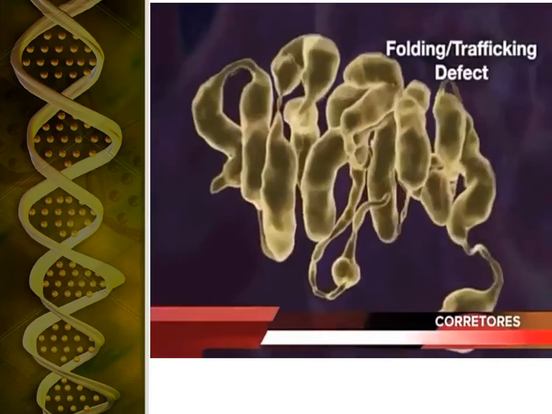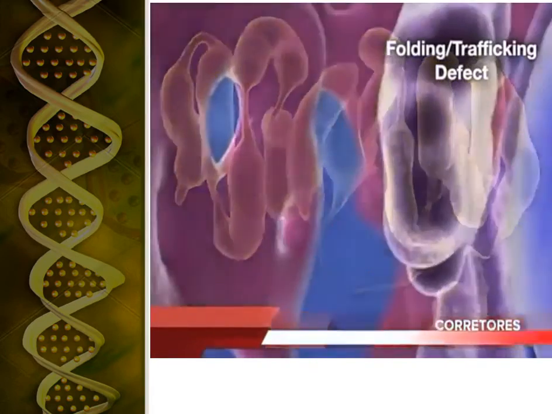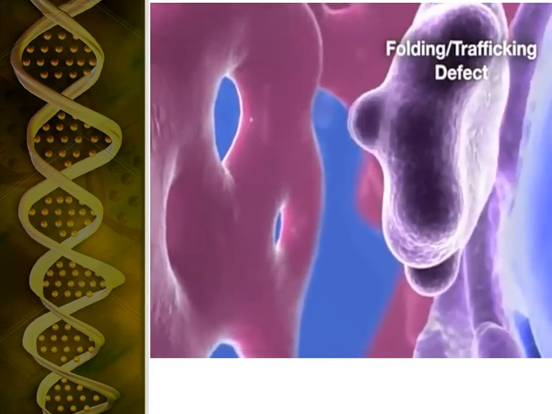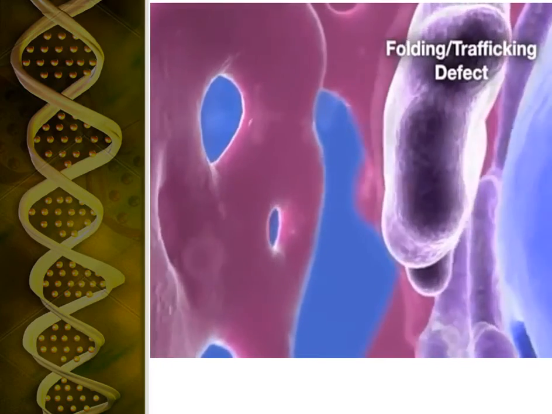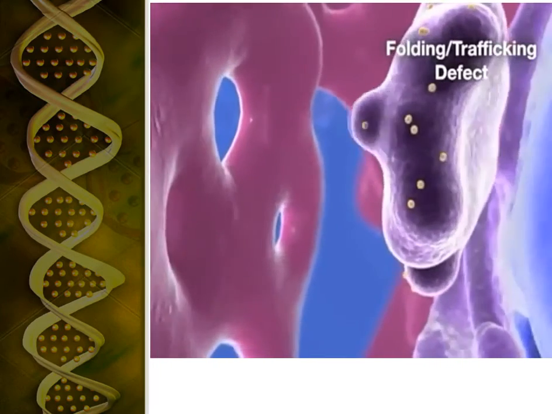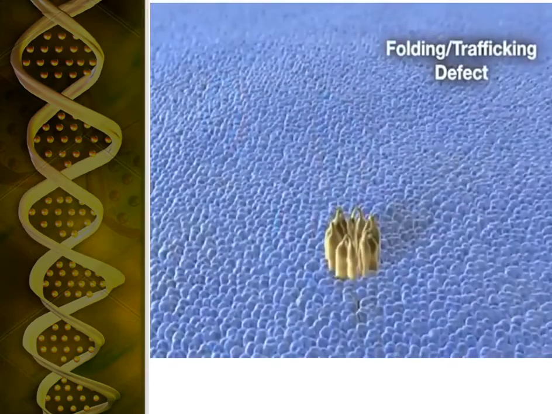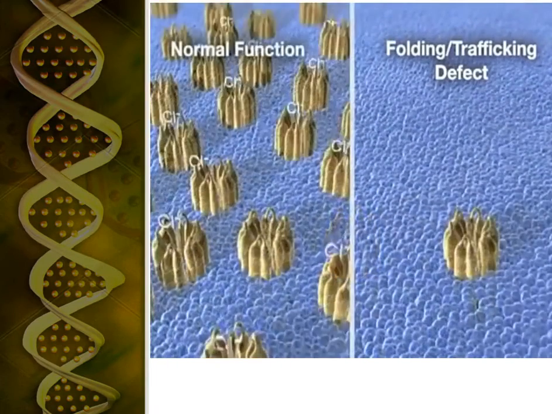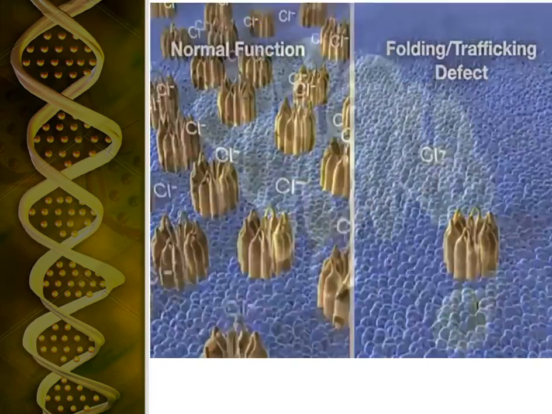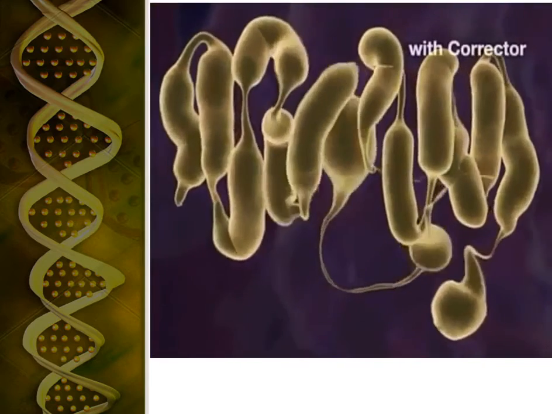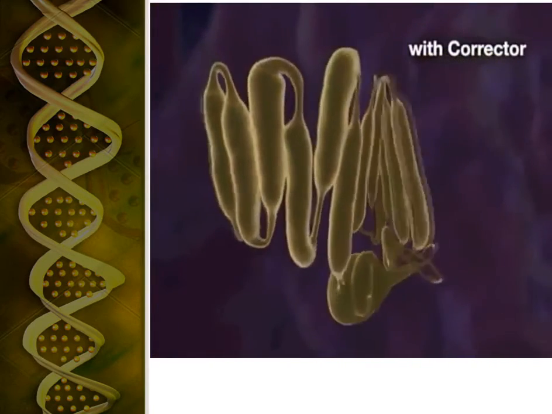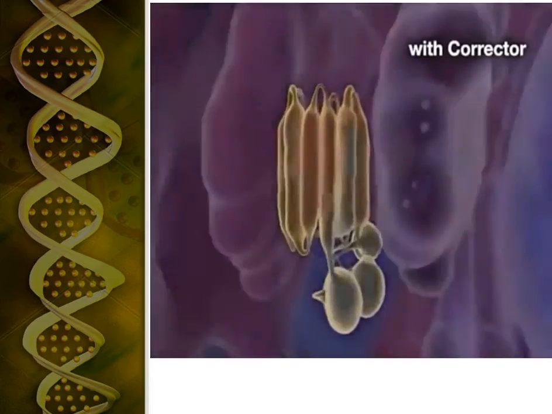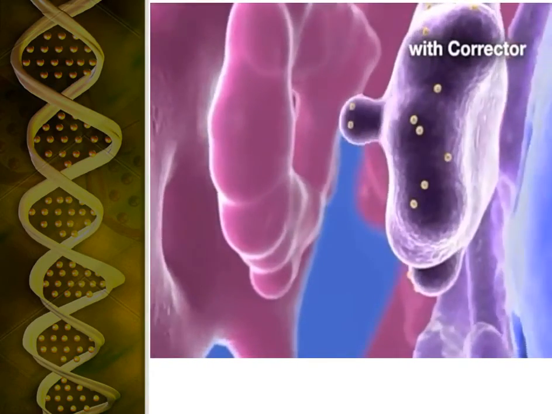Other CFTR mutations affect folding and transport of the protein, also known as trafficking. The result is that only a small quantity of CFTR protein reaches the cell surface. Investigational agents called CFTR correctors aim to increase the delivery and amount of functional CFTR protein to the cell surface, resulting in enhanced ion transport.